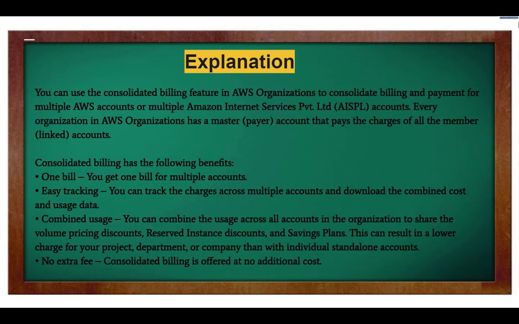Explanation. You can use the consolidated billing feature in AWS Organizations to consolidate billing and payment for multiple AWS accounts or multiple Amazon Internet Services Private Limited (AISPL) accounts. Every organization in AWS Organizations has a master, payer, account that pays the charges of all the member, linked, accounts. Consolidated billing has the following benefits. One bill, you get one bill for multiple accounts. Easy tracking, you can track the charges across multiple accounts and download the combined cost and usage data.